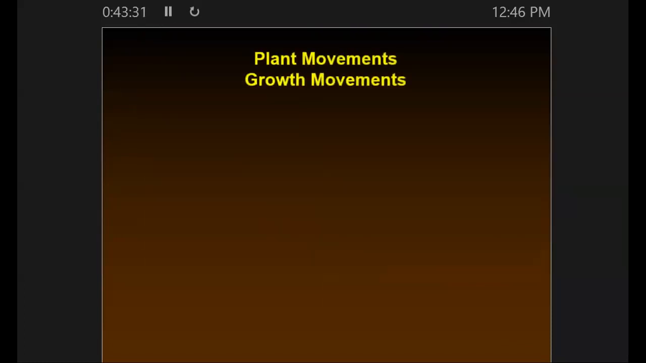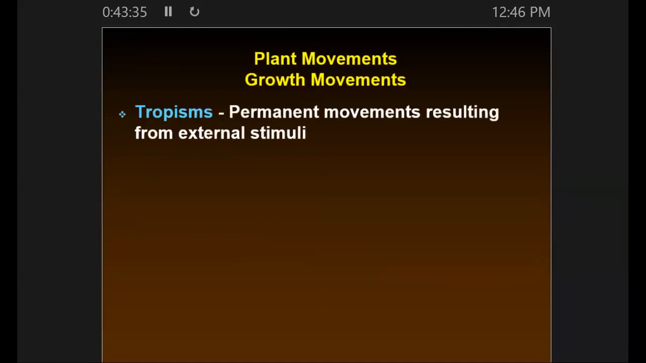And so that's another type of movement. You're going to see some words like phototropism, gravitropism. Tropism means a movement. They say permanent; I guess you can get it to switch around, but permanent movements result from an external stimulus. And so phototropism is a growth movement in response to light.